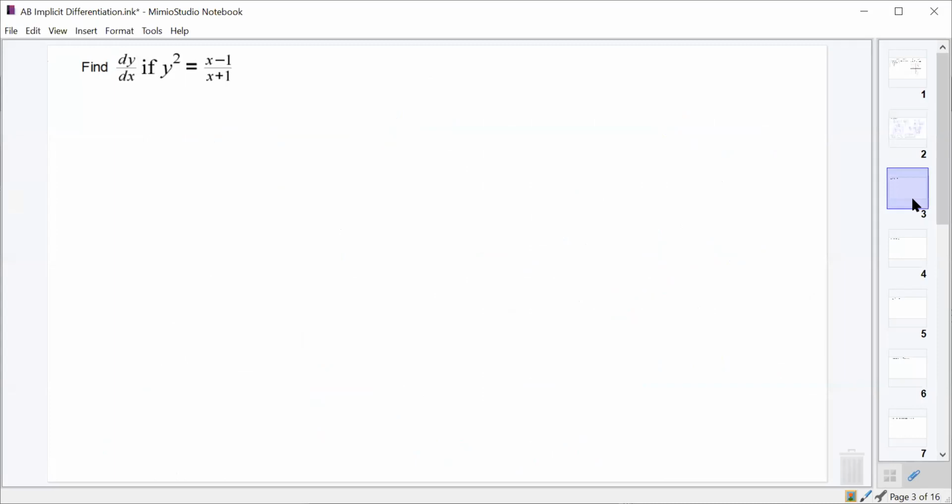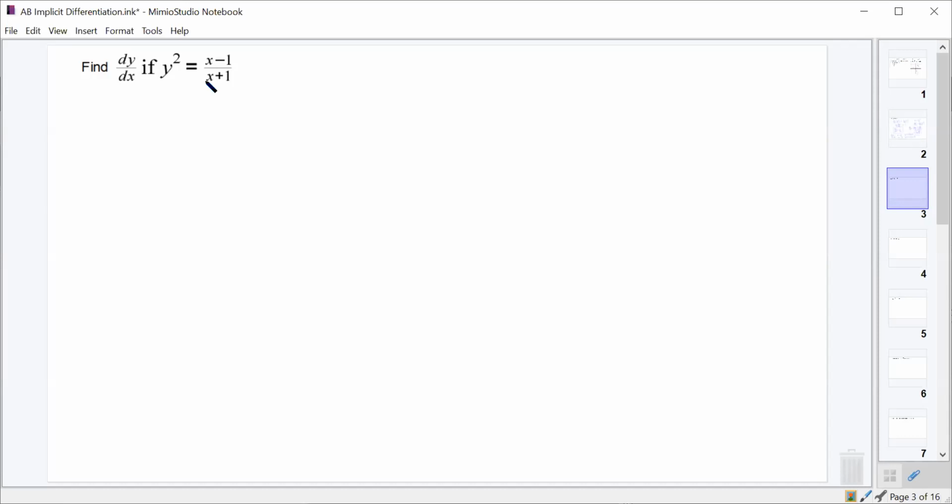Let's do another one. Let's find dy/dx if y squared equals x minus 1 over x plus 1. So first off, as we take the derivative of the left-hand side of that, what should we get? 2y.